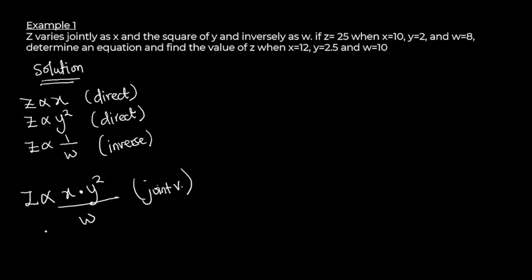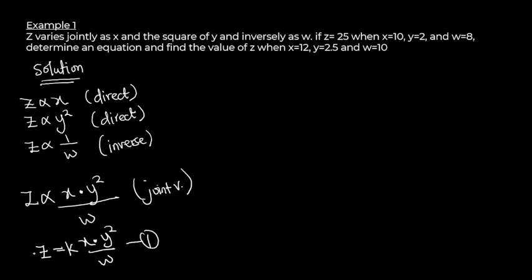Okay, so from here we can remove the proportionality sign and introduce our constant. So it means z is equal to k x multiplied by y squared on w. So this becomes our equation in this case. So let's go ahead and find the value of k, substitute it back into this equation, which we are saying is equation 1, and then we can use that as our equation for this example.